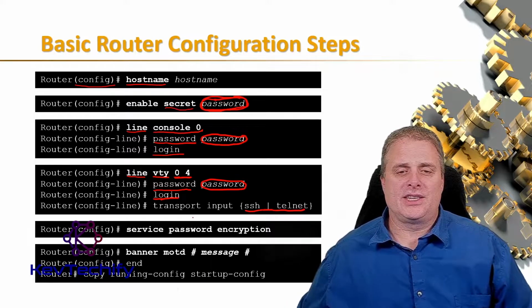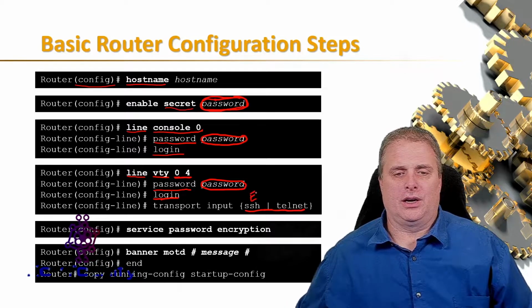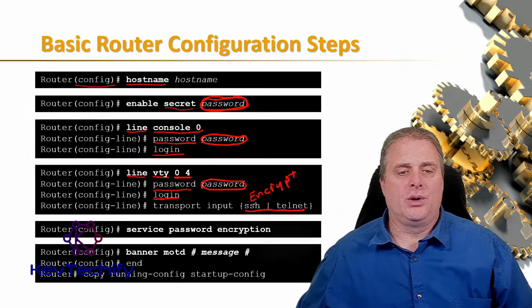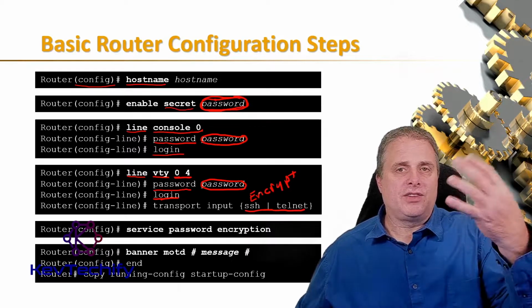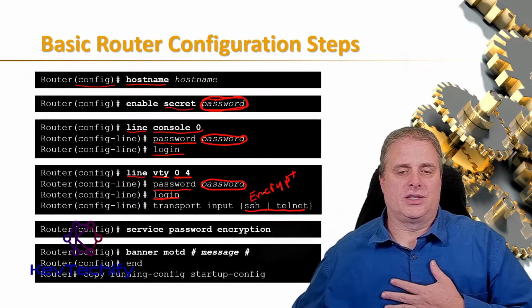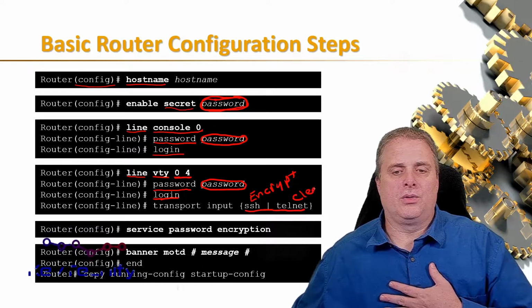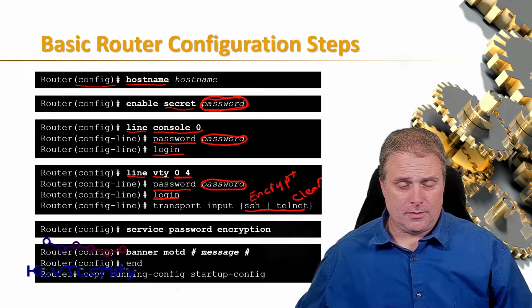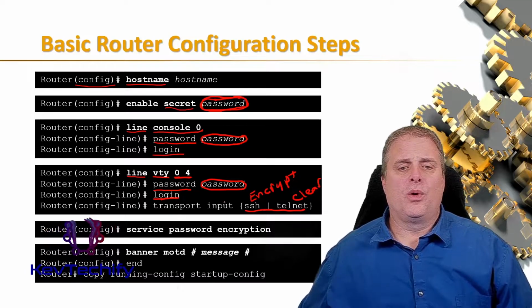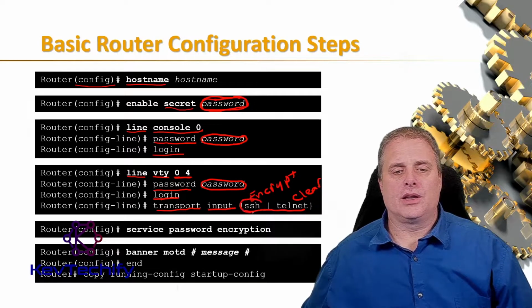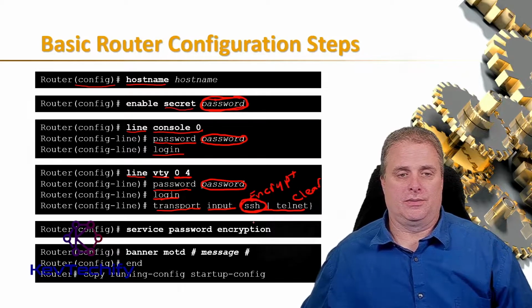Now, if you use SSH, that is encryption here. They encrypt your traffic. And so you should always use SSH. And when you turn that on, you're also going to have to generate a key and a couple other processes. This is no encryption. This is clear text here when you use telnet. So setting up whether we're using SSH or telnet, that is the transport input, and once again, always use SSH here.